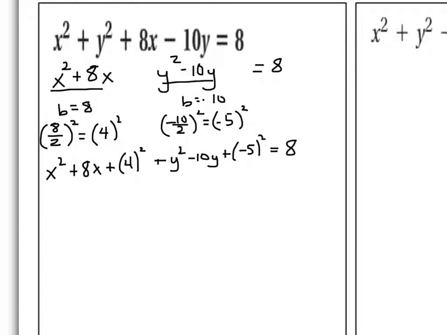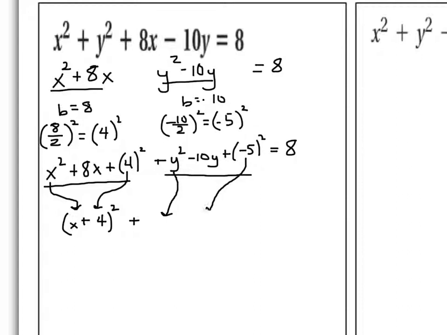Okay, so now as you look at this, you have two trinomials. And the nice thing about completing the square is these two trinomials are easy to factor. I'm going to do the shortcut here, this value and this value. So I've got an x and a 4, and that's a plus squared. Plus, again, this value is going to come down here, a y and a minus 5 squared.